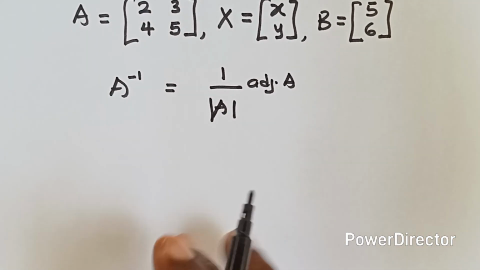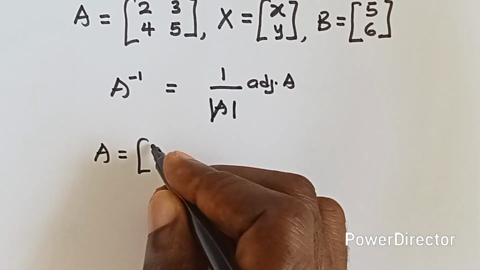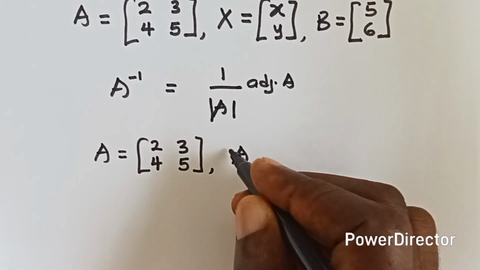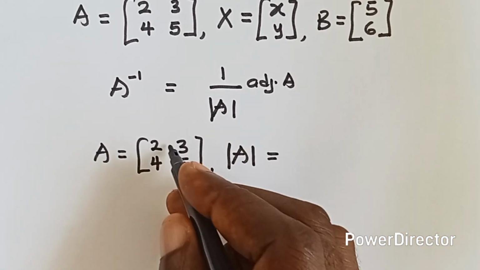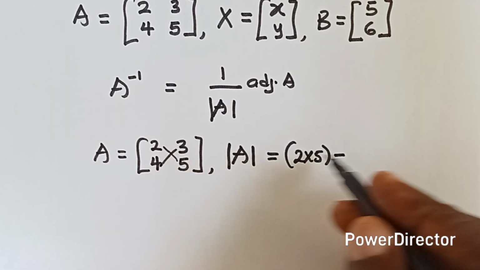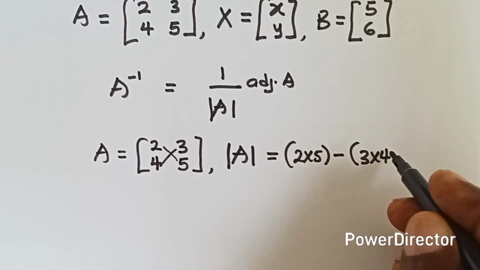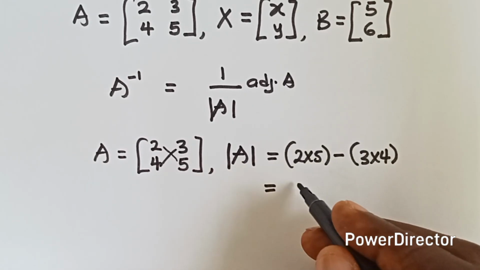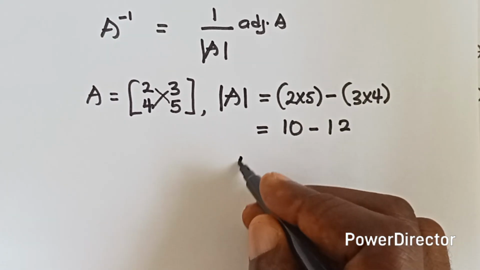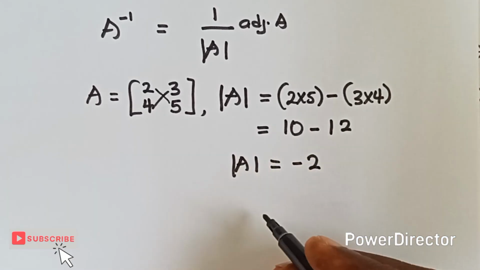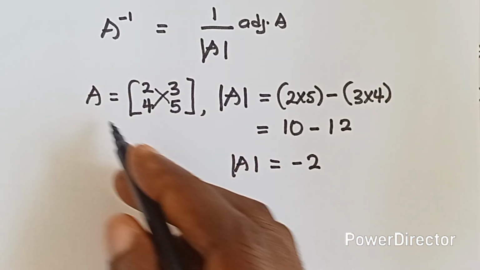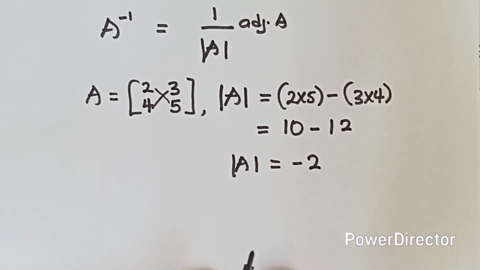So how do we find determinants? We have A to be 2, 4, 3, 5. Let's find the determinant of A. We multiply this by this, that is 2 times 5, minus, we multiply this by this, that is 3 times 4. So 2 times 5 is 10, 3 times 4 is 12. Our determinant equals minus 2. Since the determinant is non-zero, it means that matrix A is invertible, so we can go ahead to use that.